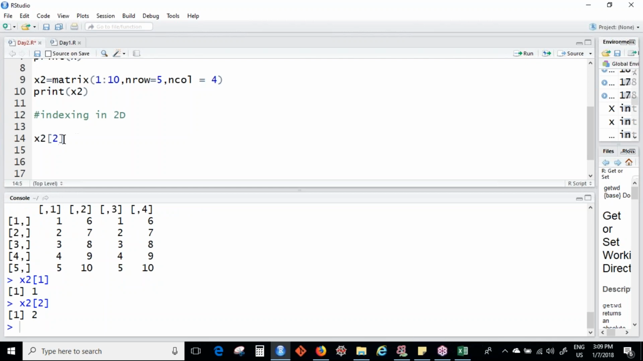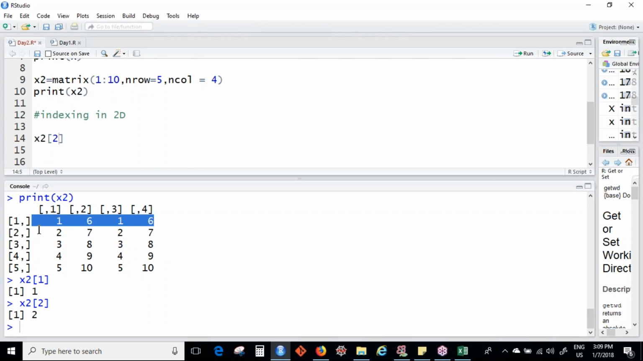So if you have to access any element from this matrix, what do you need? Two things basically. One, you need the row number of the element that you want, and then you need the column number of the element that you want. That is how you would do it in maths also, right? So R is very similar to maths. In fact, R is a statistical language. Whatever you would do in mathematics or statistics, you would do the same thing in R also.